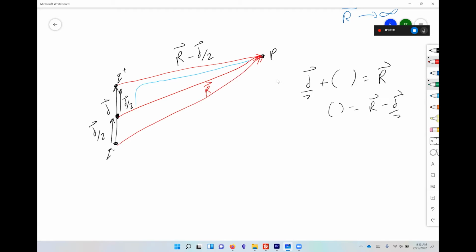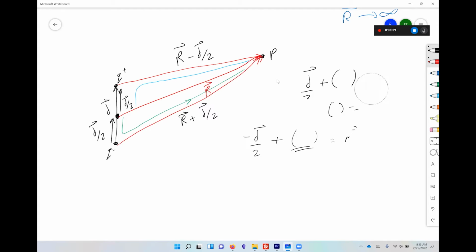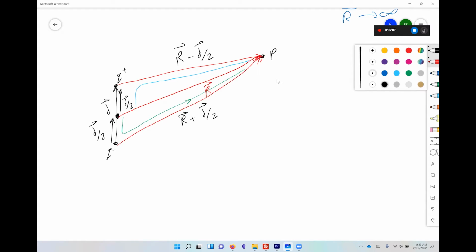Secondly, we know that going this way, this vector plus this vector equals R. So we know that minus d over 2, I'm going in the opposite direction of d over 2, plus the vector that I'm trying to find equals R. So the vector I'm trying to find is R plus d over 2. Okay, and those two distances now allow us to construct the field.